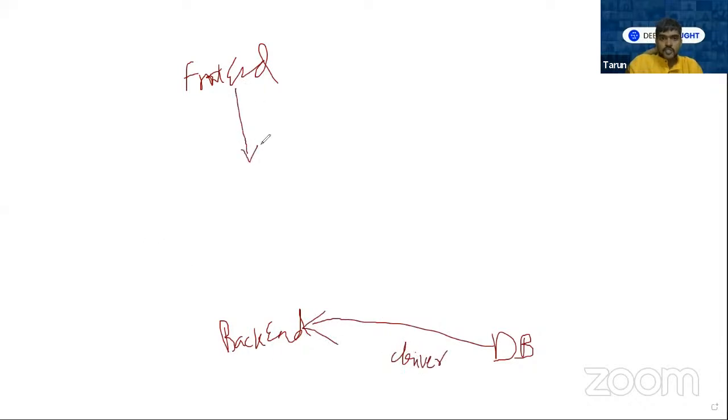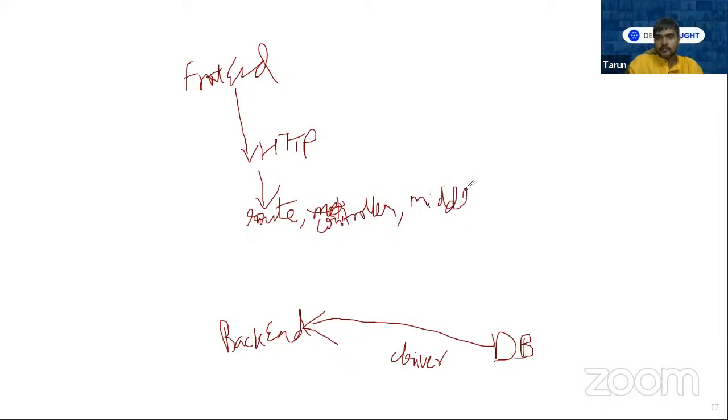Now the front end uses an HTTP method to hit a route. And there's a method, a controller. The controller is what to do. Route is where to go. And a middleware to authenticate.